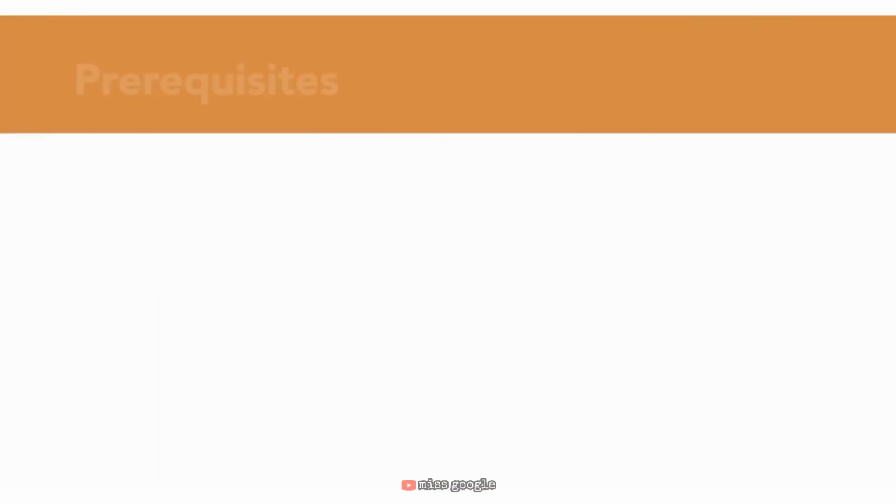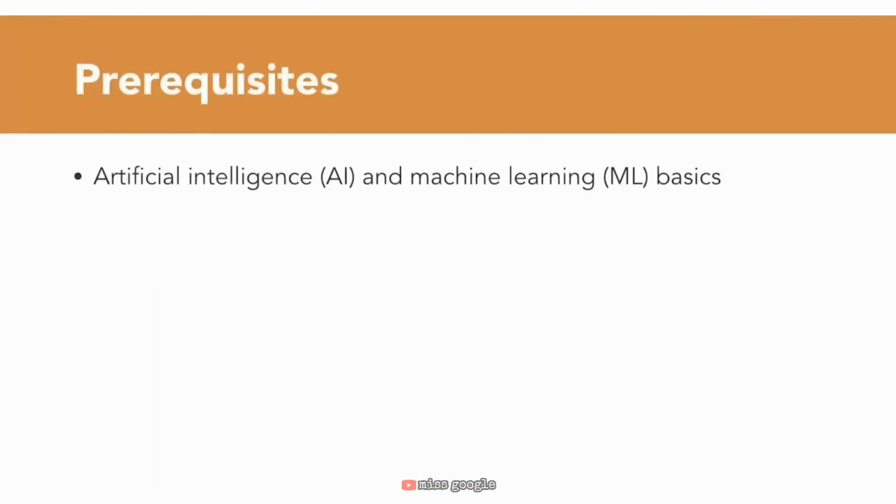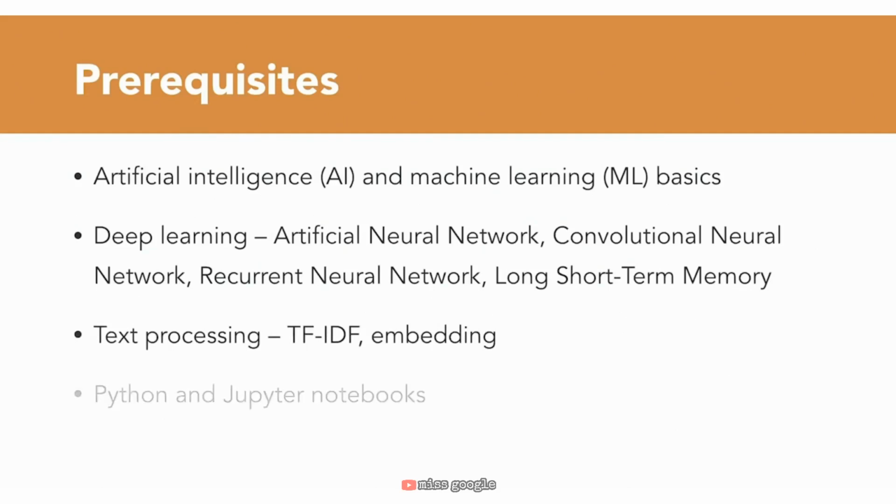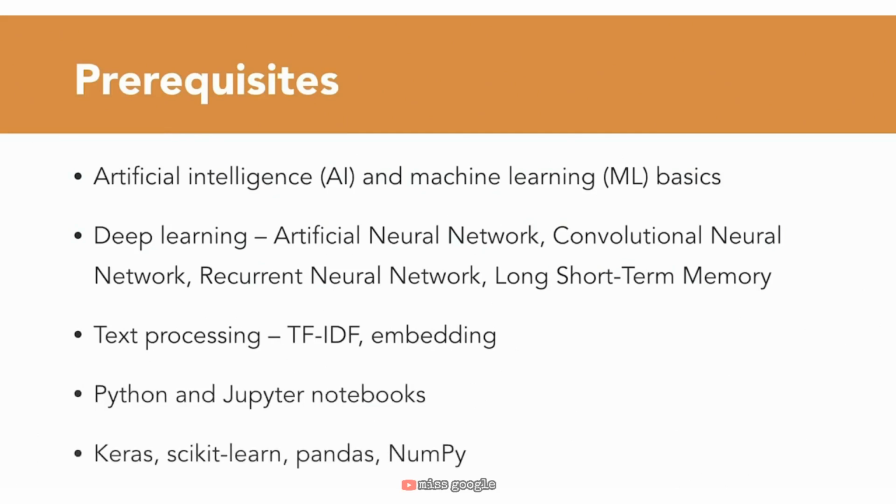Hence, the student is expected to be familiar with the following: AI and deep learning techniques like artificial neural networks, convolutional neural networks, recurrent neural networks, and long short-term memory. Text processing techniques like TF-IDF and embeddings, Python programming and Jupyter notebooks, machine learning libraries like Keras, scikit-learn, and NumPy. If you wish to learn more about these techniques, please review the course listings on this site. Let's now deep dive into understanding HR.